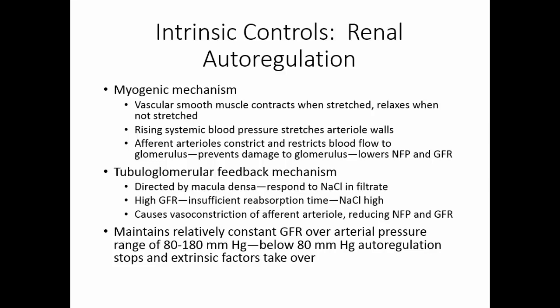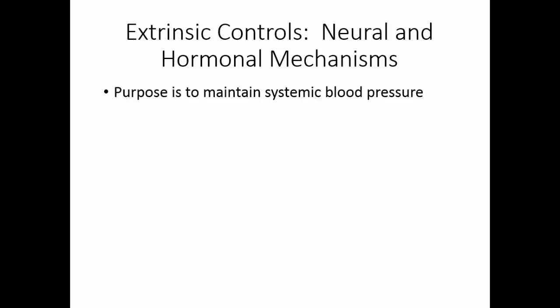We can maintain a pretty constant glomerular filtration rate over a systolic arterial pressure range of 80 to 180 millimeters of mercury. If the systolic pressure drops below 80 millimeters of mercury, none of these autoregulation controls work. We have to use the extrinsic factors. The extrinsic factors are neural and hormonal mechanisms. The purpose of these mechanisms is to maintain a systemic blood pressure.